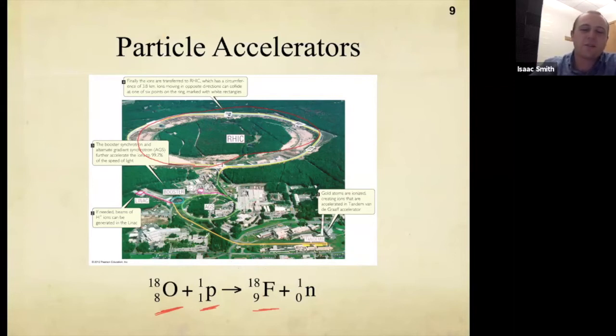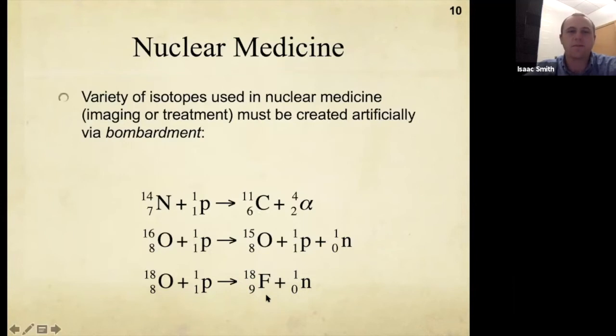In this case, you have oxygen with a mass of 18 that is being rammed with a proton and being turned into fluorine, and then a neutron also comes off in the process. What you're doing here is making a fluorine 18. So you can artificially create different elements this way. It's kind of an application.